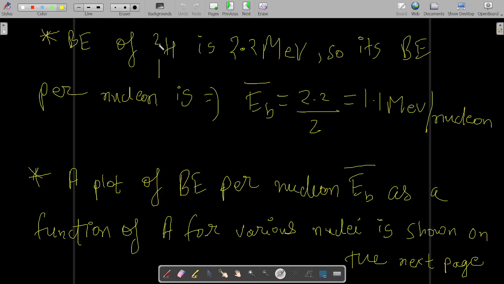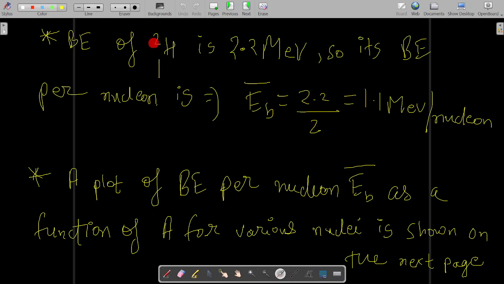So the binding energy of H12, deuterium or deuteron, whatever you say, but there is a difference between deuterium and deuteron, which I told you, is 2.2 mega electron volt. Its total binding energy is this much, 2.2 mega electron volt. But the binding energy per nucleon will be EB bar equal to 2.2 divided by 2.